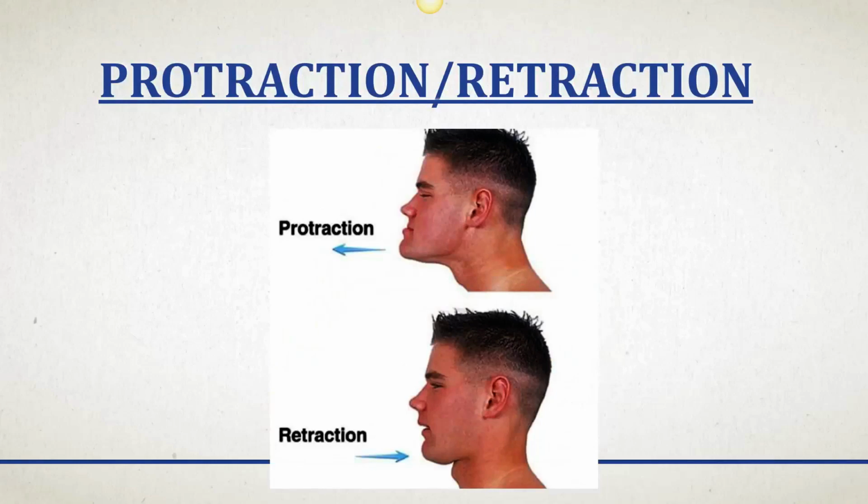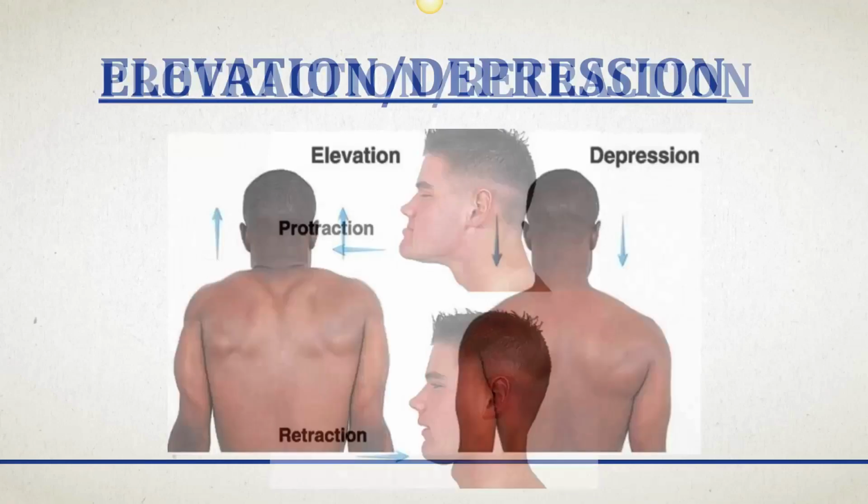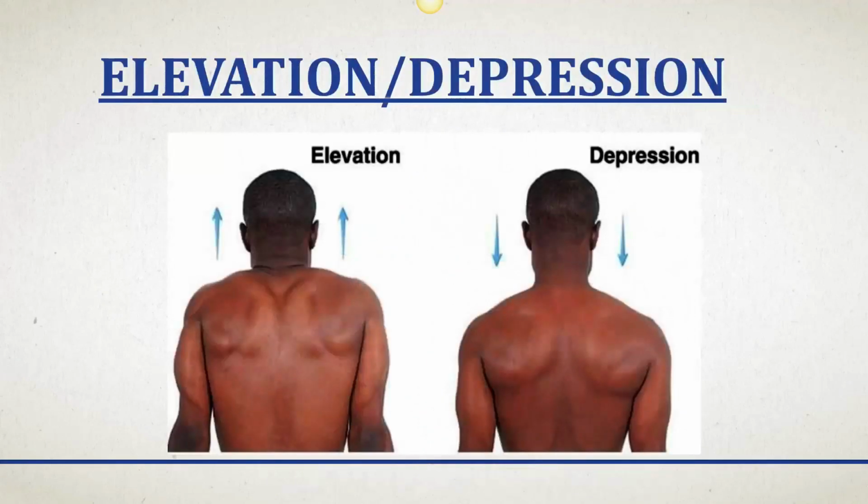Protraction and retraction. Protraction is when you move a part of the body forward, while retraction is when you move a part of the body backward. Elevation and depression. Elevation is when you raise a body part. Depression is when you lower a body part. So if you shrug your shoulders, you lift them up, that's an elevation. You just didn't do so well on the exam, you sulk your shoulders or you lower down your shoulders, that's a depression.